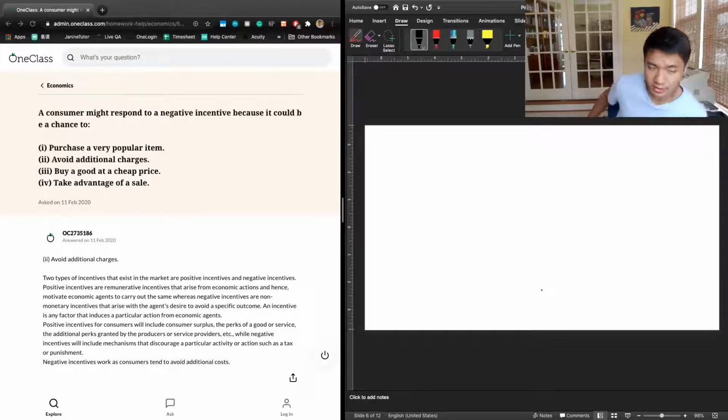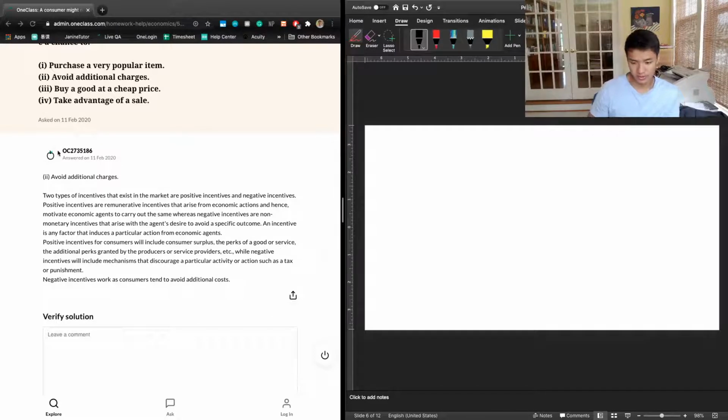3 says buy a good at a cheap price, and so that seems more like a positive incentive rather than a negative incentive, so it's not going to be 3. And 4 says take advantage of a sale, and again, that's a positive incentive. It's decreasing the financial barrier to purchasing a good, and so you're making it more likely a person will purchase a good rather than less likely. So 2 seems to be the best answer here, avoid additional charges.